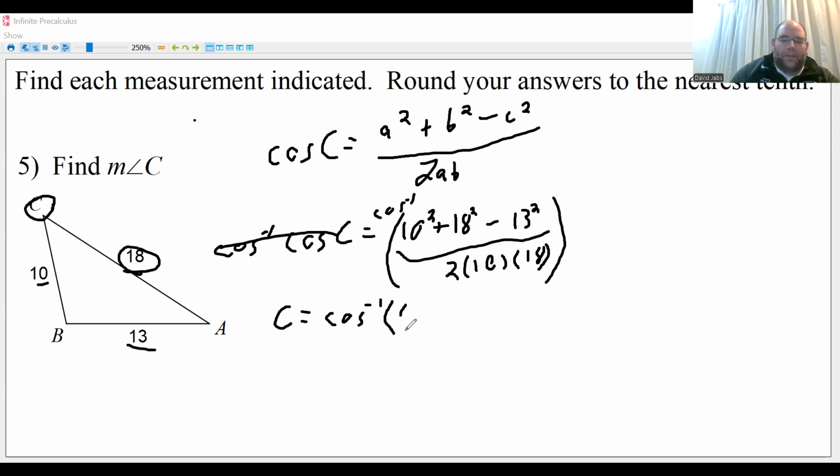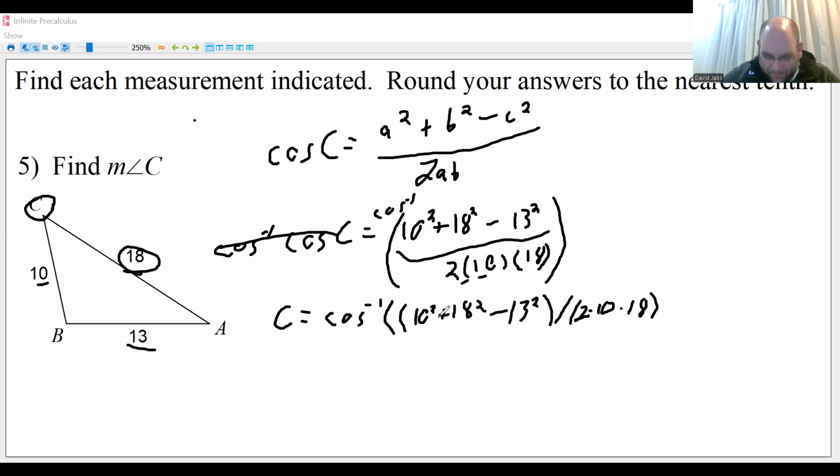I would probably open a second parenthesis, do the whole 10 squared plus 18 squared minus 13 squared. Okay, and then I'm going to hit the divide button. And on the bottom, I would probably do 2 times 10 times 18, all in a parenthesis. I would not do 3 individual parentheses, kind of like I did up here. I would actually probably do it as a multiplication there.